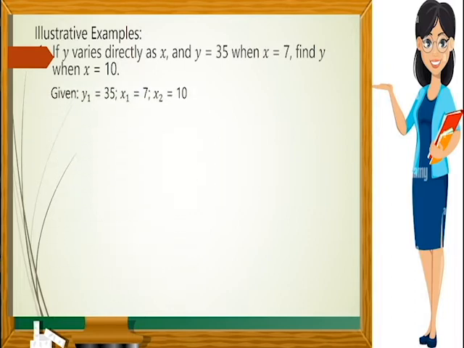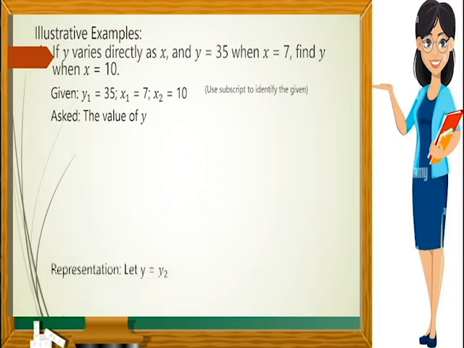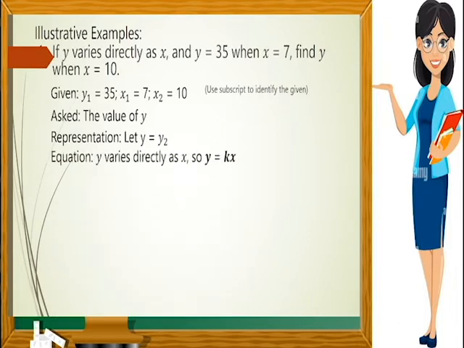Given. Okay, so for given, we have y sub 1 is equal to 35, x sub 1 is equal to 7, and x sub 2 is equal to 10. Use subscript to identify the given. What is asked? The value of y. For the representation, we have let y is equal to y sub 2. And for the equation, y varies directly as x, so y is equal to kx.